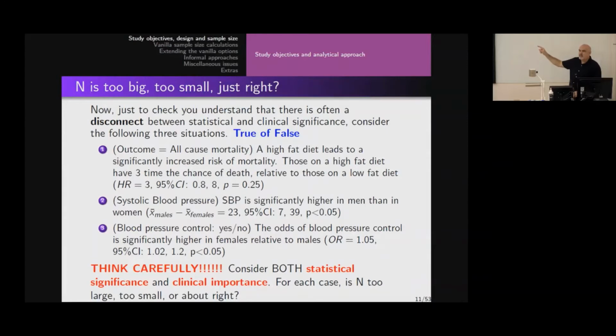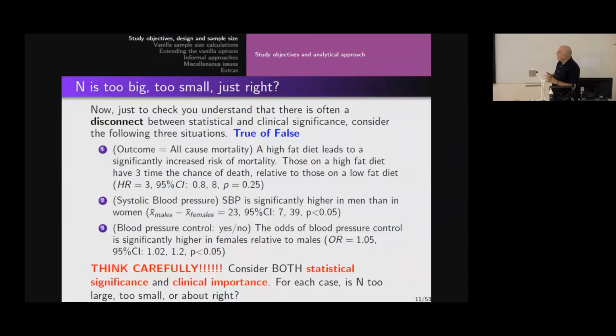So here is a case where we saw something clinically important, but we can't say that it holds for the population. Underpowered, overpowered, or just right? Which one? Sample size, okay. Sample size too small or sample size too large? Too small. Underpowered, okay?